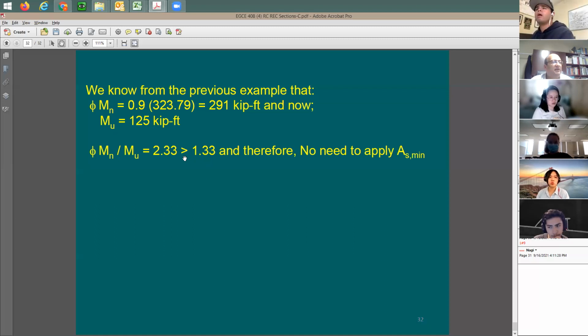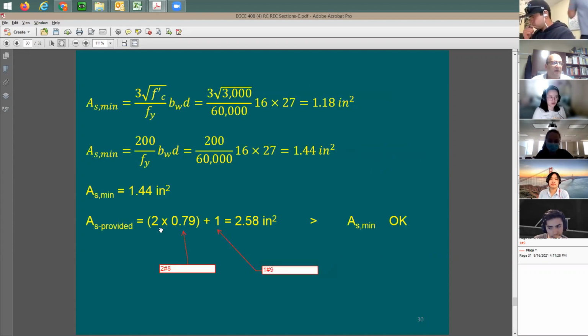Someone else could have taken the 125 kip-foot and found out how much reinforcing is needed to resist this moment. But now it's going to be a longer problem, right? And once he found out how much AS is needed, he would compare it with the amount provided, which is this 2.58. If whatever is provided is more than 4/3 of the needed, you don't really need to do this check on the minimum reinforcement. Any questions before I move to the next slide set?